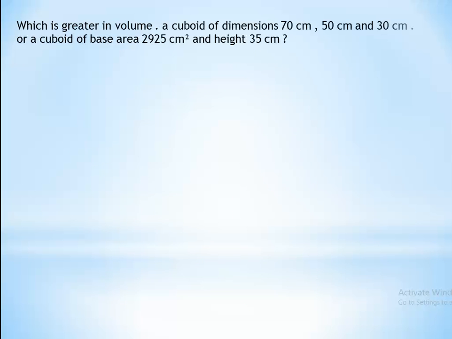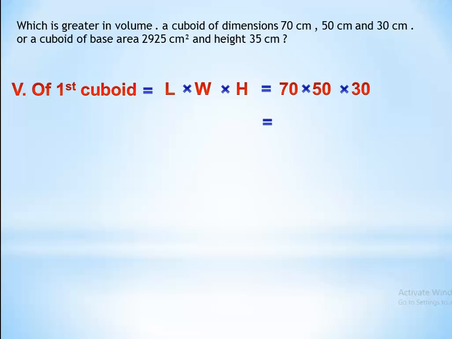Okay, which is greater in volume? A cuboid of dimensions 70, 50 and 30, or a cuboid of base area 2925 and height 35. So volume of the first cuboid equals length by width by height. Because we have 3 dimensions, we use the rule of length by width by height. It will be 70 by 50 by 30. It will be 105,000 centimeter cube.